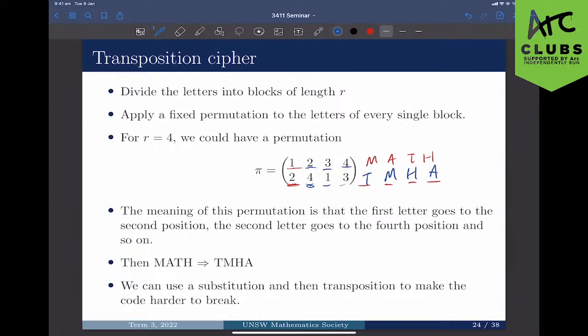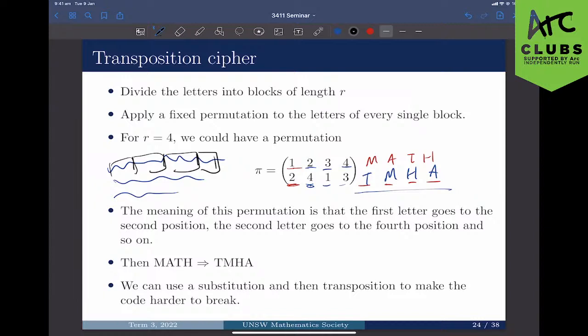So for this 4-letter word, we apply this permutation. And if we have a text that keeps going, so it's more than 4 letters, we divide the text into blocks of 4, and on each block, we apply this permutation. That's how the transposition cipher works.